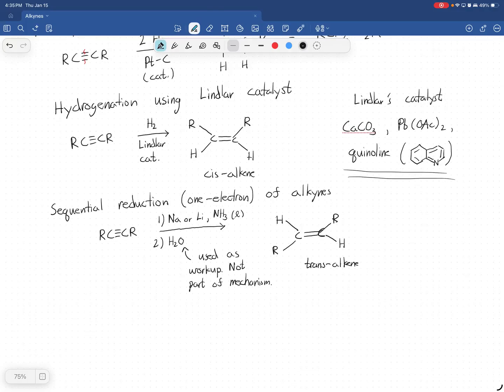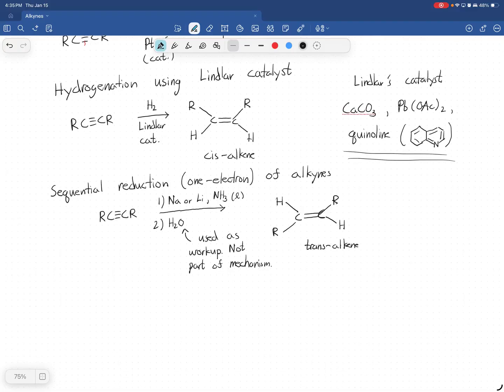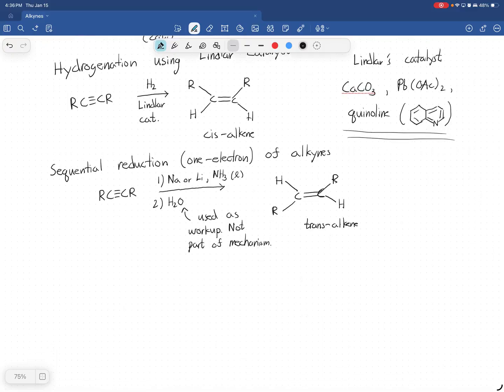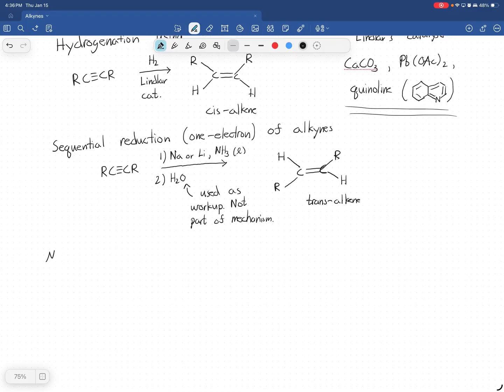So this one, though, there is a mechanism we should consult, because the mechanism actually plays a role in understanding how this transforms. Well, the Lindlar's catalysts are metallic catalysts like palladium and platinum, so the mechanism is kind of similar to how alkenes work when you hydrogenate those. But let's talk about how this one works, okay?